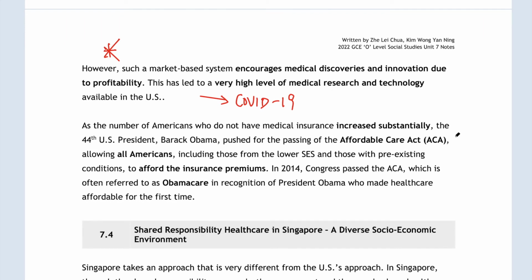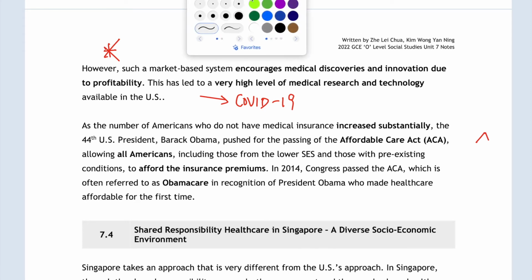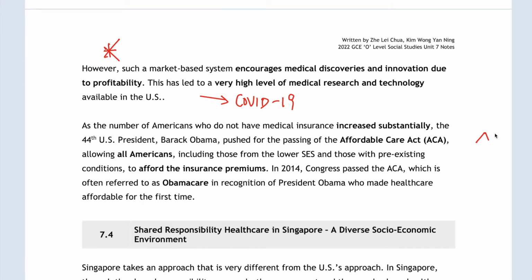Now, this is what I was talking about. This is the fourth policy and the most recent policy, that is what we call the Affordable Care Act.